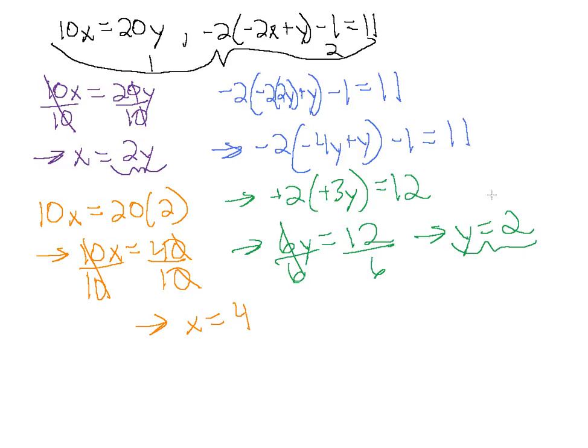This is actually a very friendly looking answer that you won't see very often. We have two whole numbers. They're both positive. They're both very small. But this is the exact point where these two lines intersect. They intersect at x equals 4 and y equals 2.